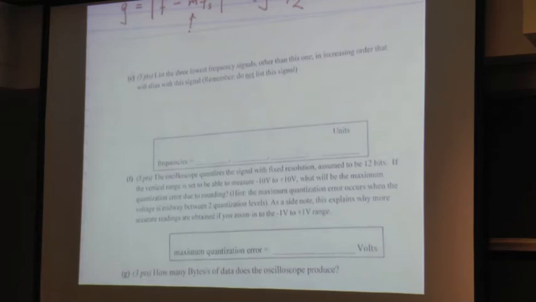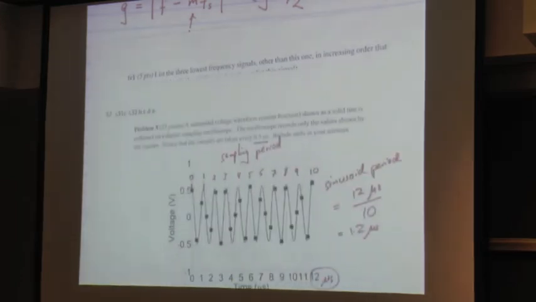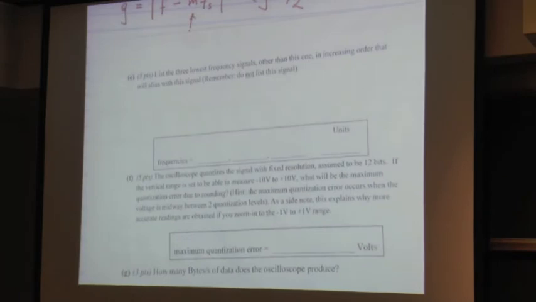Okay, so this question once again refers to this picture. If you've got your package, you can see them. The question says, the oscilloscope quantizes the signal with fixed resolution, assumed to be 12 bits. The vertical range is said to be able to measure minus 10 volts to plus 10 volts. What will be the maximum quantization error due to rounding? And the hint is the maximum quantization error occurs when the voltage is midway between the two quantization levels.